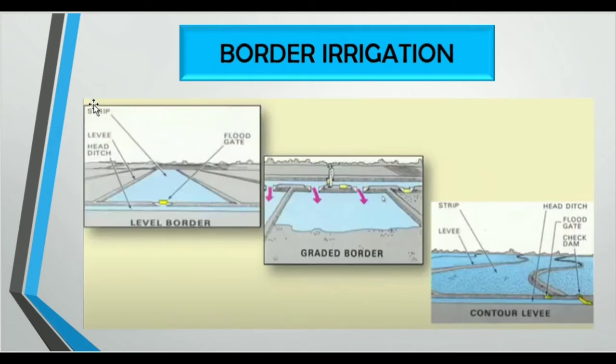Next, there are also different types of border irrigation. We have the level border over here. As you can see, the field is leveled from the head ditch going to the tail end. And we have the graded border. This has a mild slope from the head ditch going to the tail end. And of course, we also have the contour levee, which you can see over here. The levee separates the borders from one another.